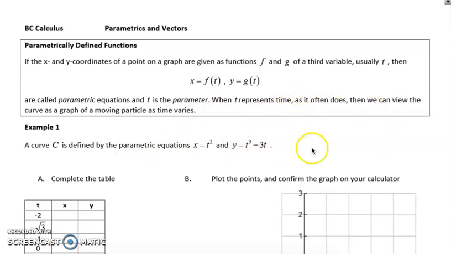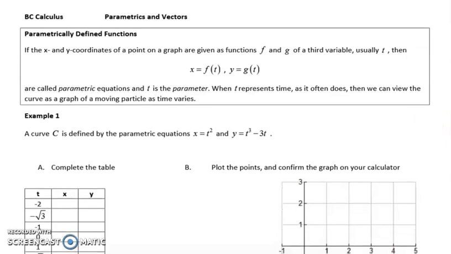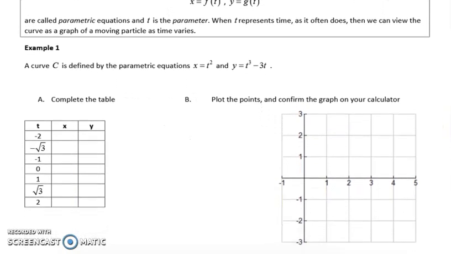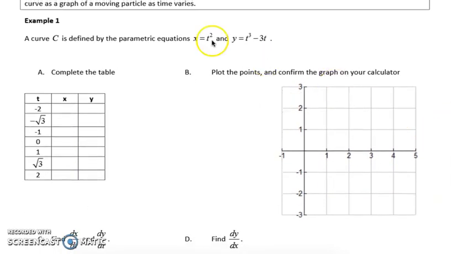So let's see how I can do this using a slightly different recording system than normal today, so bear with me. So we have a parametric curve C, and we just generally use that variable C here, large cursive C, as a parametrically defined curve. Notice we're not calling it a function because many parametrically defined curves are not functions. And it's interesting because we can do calculus on non-functions using parametrics. So we have x equals t squared and y equals t cubed minus 3t.